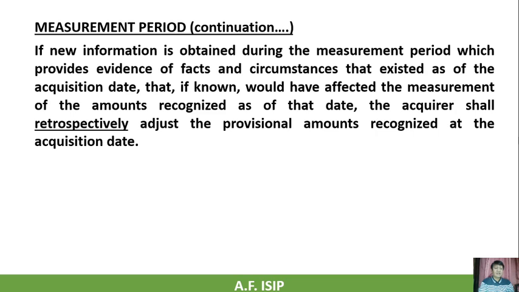Retrospectively means the acquirer will go back to the time of the business combination. If the business combination happened January 1, 2020, and the new information was obtained in the middle of the year, the acquirer must go back to January 1 or retrospectively adjust, make an adjustment. The adjustment is retroactive.